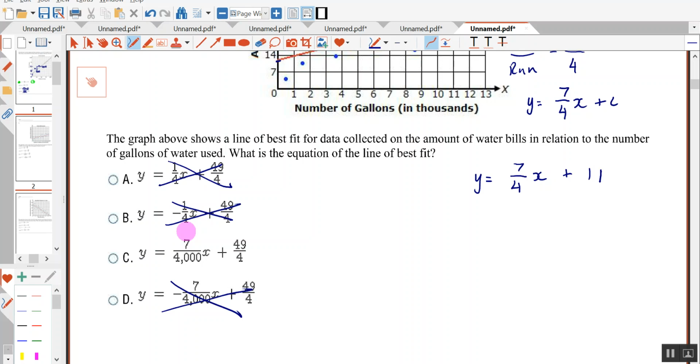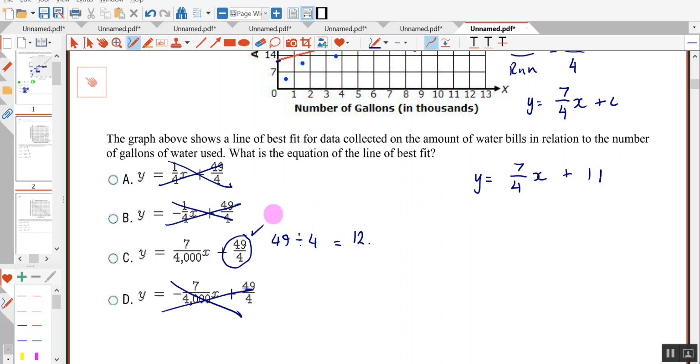But why is it 7 over 4,000? Well, first of all, let's do 4. Can you do 49 divided by 4 on your calculator? What do you get? Do 49 divided by 4. What do you get? 12. So about 12. Well, that's what we've got here, isn't it? So that's all right. That's fine.